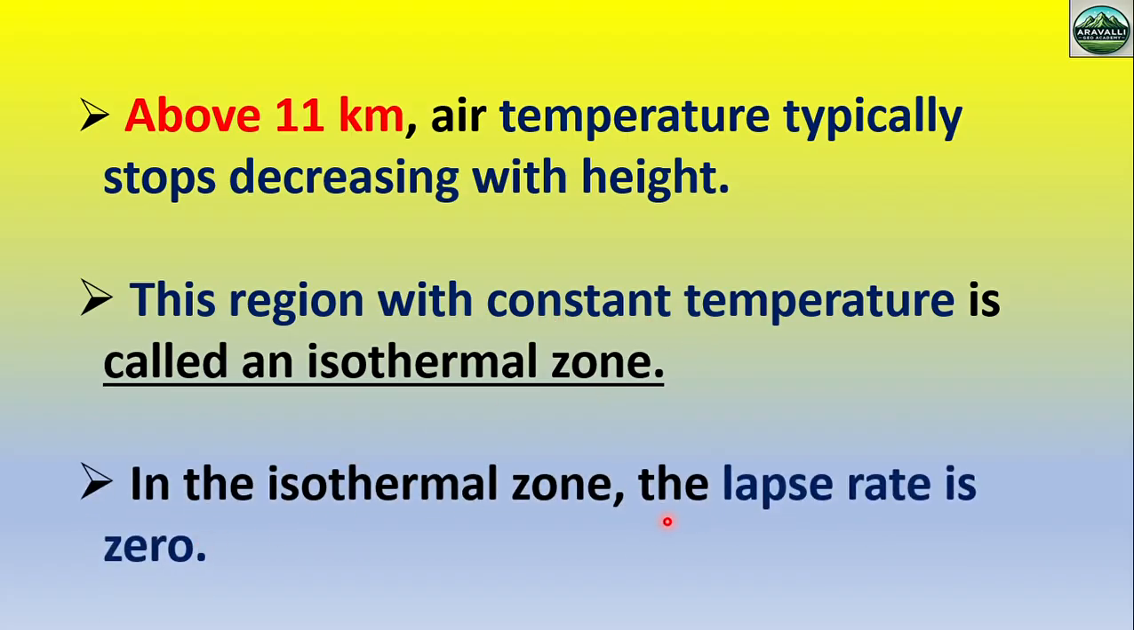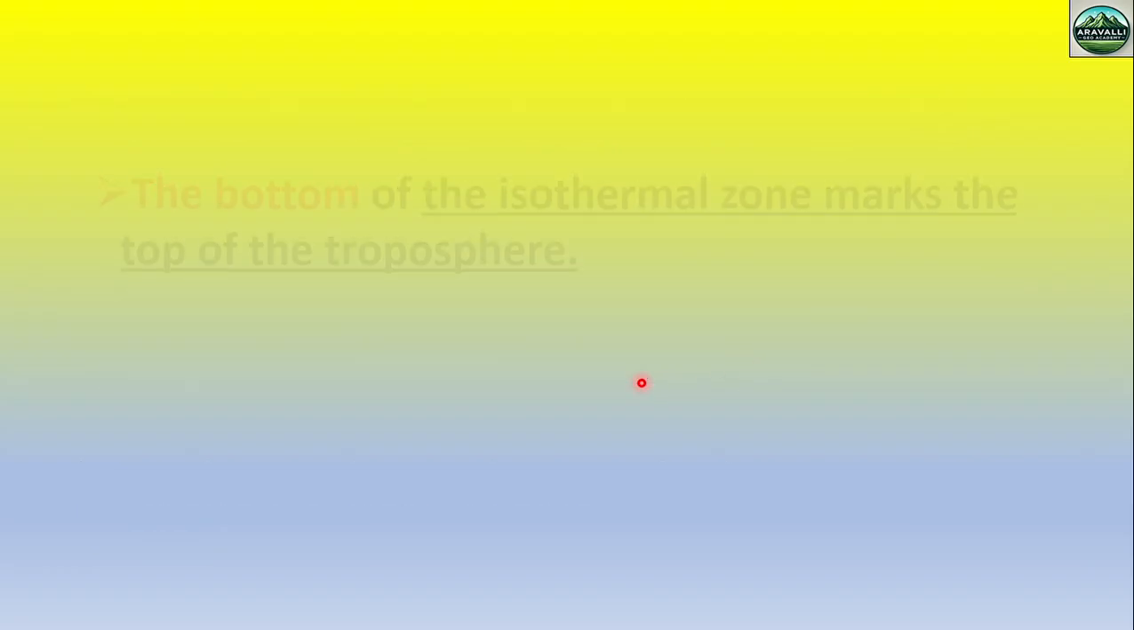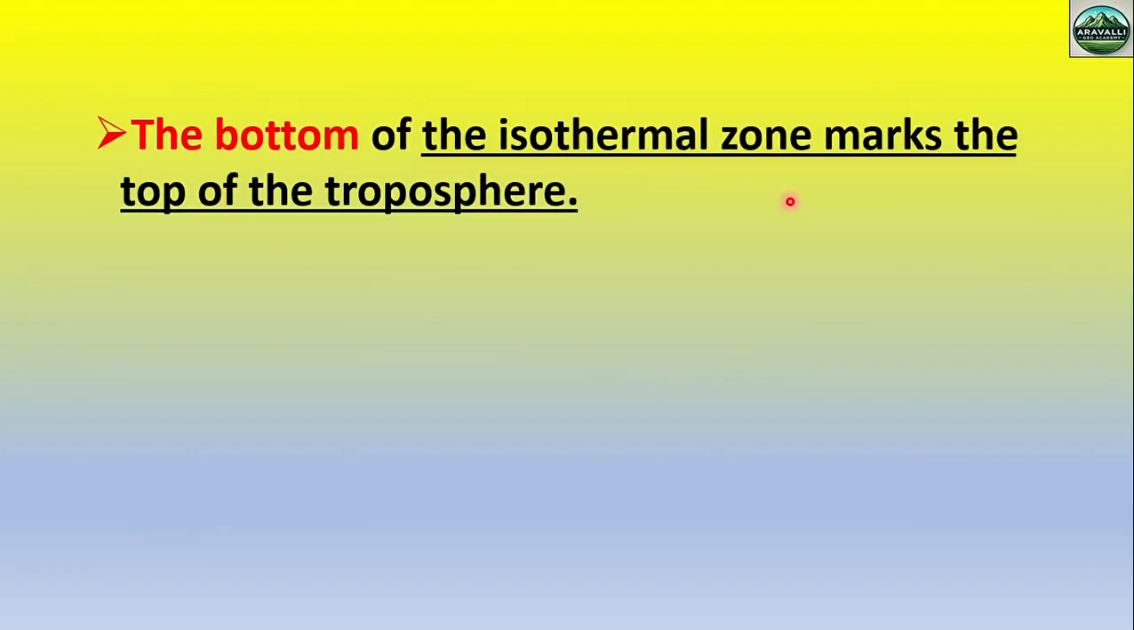In this isothermal zone, the lapse rate is zero because there is no change in temperature. So if the examiner directly asks where the lapse rate is zero, your answer will be the isothermal zone, or we can say the tropopause or stratopause. Now, the bottom of the isothermal zone marks the top of the troposphere.